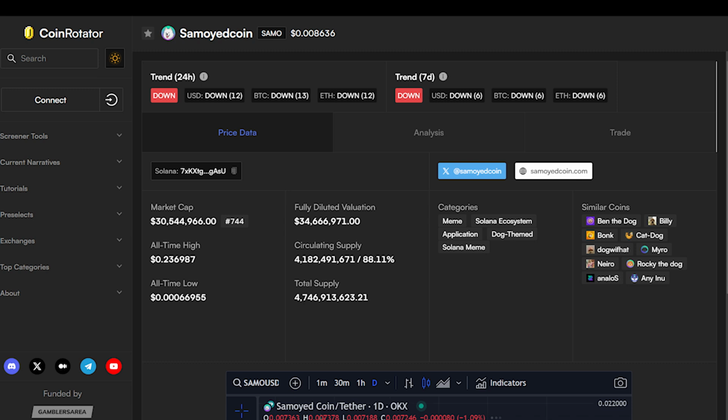Yeah, so if you go to the coin page, you can see the 7-day trend. It's down for 6 weeks now. So I would consider this a reasonable downtrend, not so interesting.